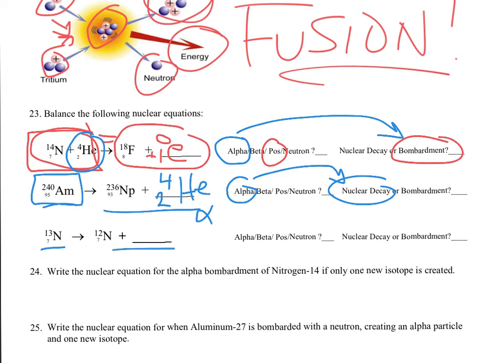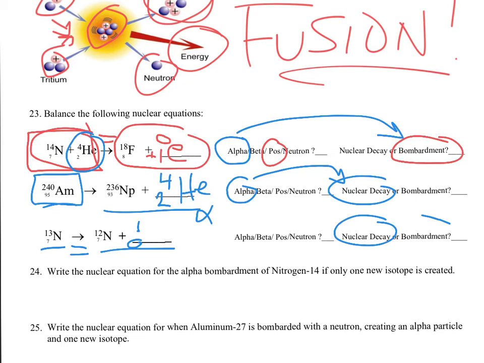You've got one object by itself breaking into 2 parts. That has to be decay. All right, let's balance it out. Remember the arrow's like an equal sign. On top you have 13. So 12 plus 1 gives you 13 on top. On the bottom is 7, so 7 plus 0 gives you 7.